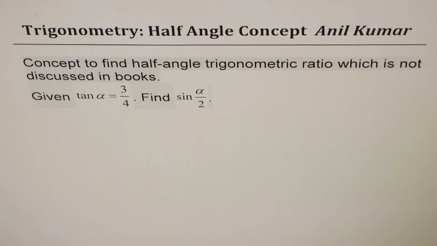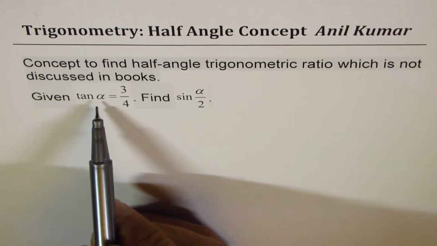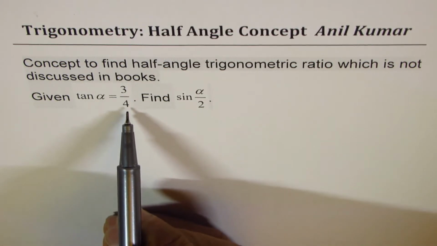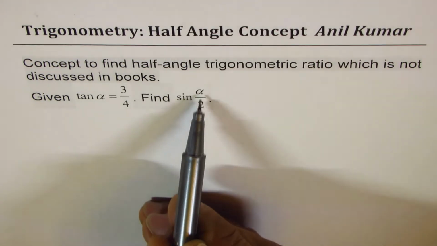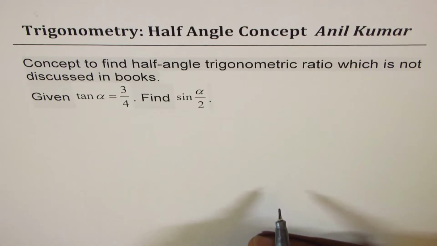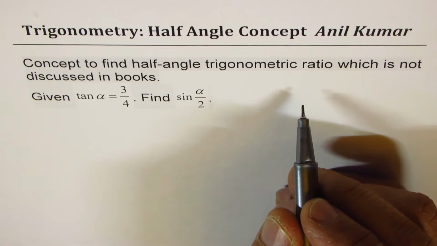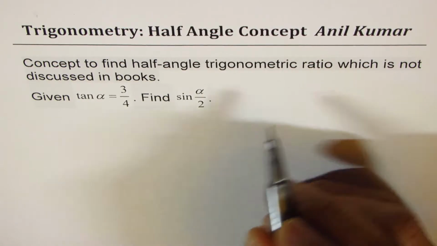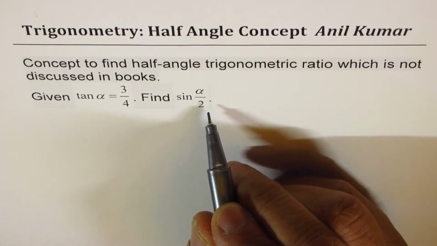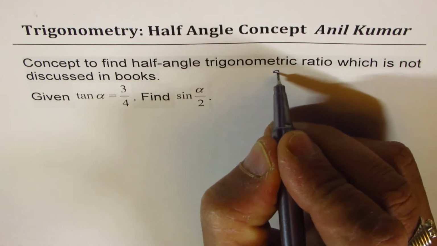Now, in this particular case, we have taken an example with simple values. So we say we are given tan alpha equals 3/4, find sine alpha by 2. So that is half of this angle alpha, correct? Now, I'm addressing actually grade 10 students who know only trigonometric ratios in right triangles, and they can also solve this question. So it could be a thinking or a bonus question for them. So we'll begin with very basic concepts.